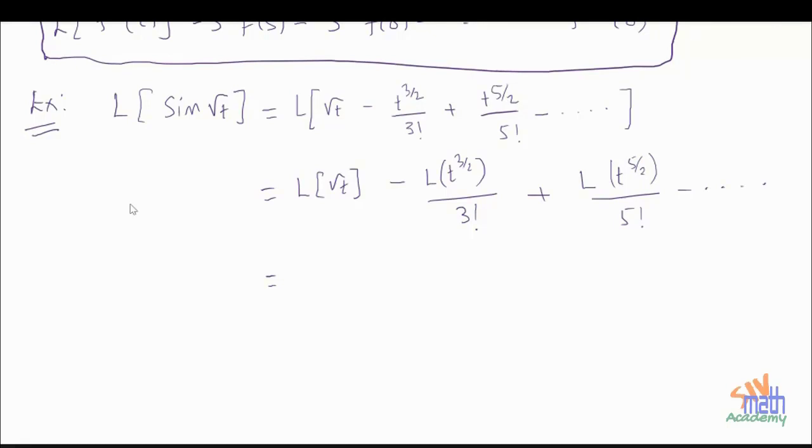You can take half, basically. So gamma n plus 1, that is half plus 1, that is gamma 3 by 2 upon s power 3 by 2, minus gamma 3 by 2 plus 1, that is gamma 5 by 2 upon s power 5 by 2 into 3 factorial, plus gamma 5 by 2 plus 1, that is gamma 7 by 2 upon 5 factorial into s power 7 by 2, minus dot dot dot, like this it is going.